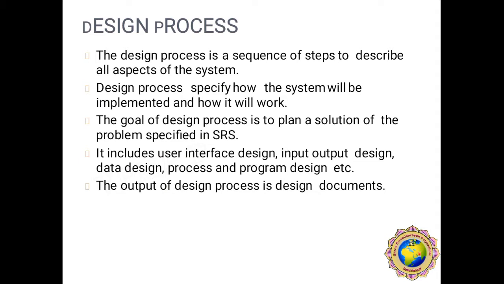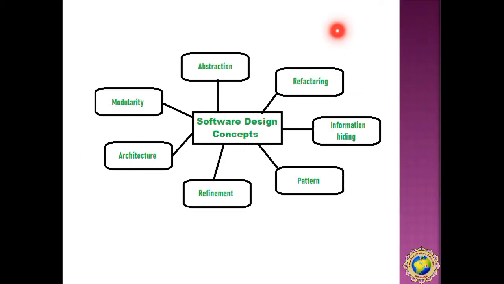So the design process is the most important thing. It includes the user interface design, input output design, data design, process and program design, etc. So the output of the design process is design documents. Okay, so next, here is the flow chart. It means our figure about the design process.